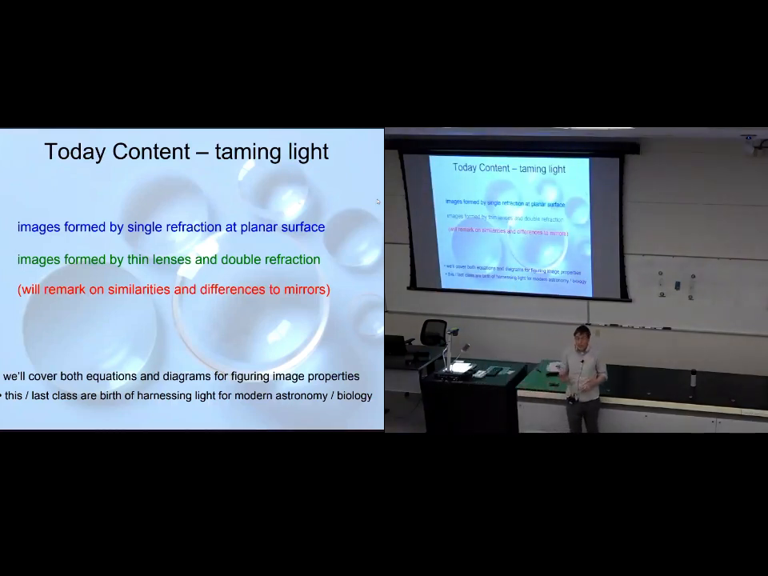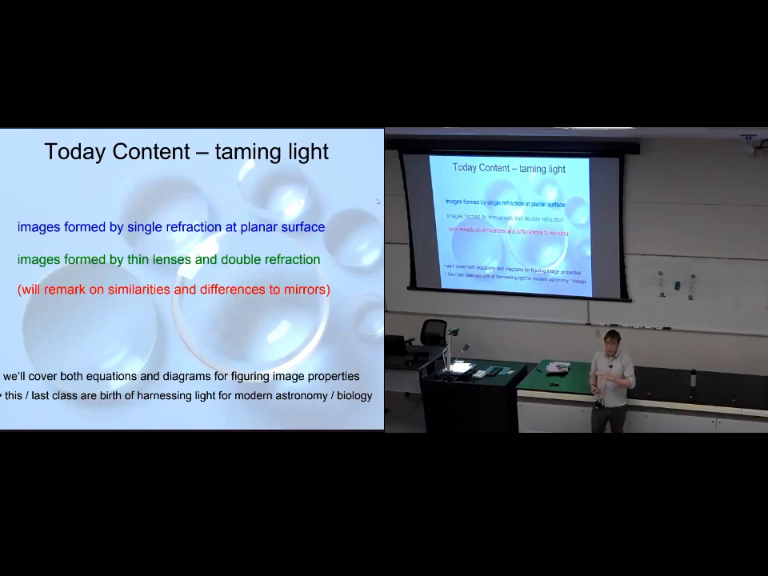More specifically, this is the content for today's class. We're going to talk about images that are formed by refraction. Last Thursday was images formed by reflection. We're going to talk about images that are formed by a single refraction, a single bending of the light ray's direction in a planar or a flat interface between two different media. So that's the first bullet here.